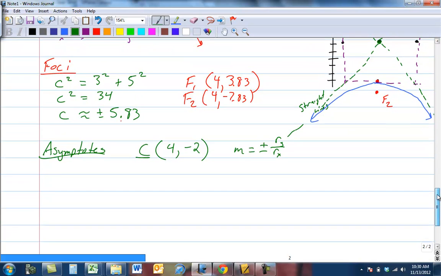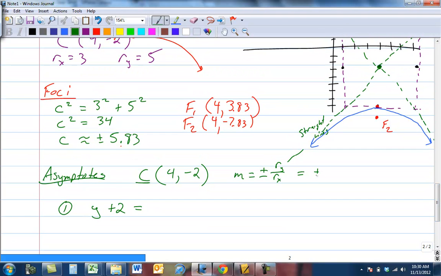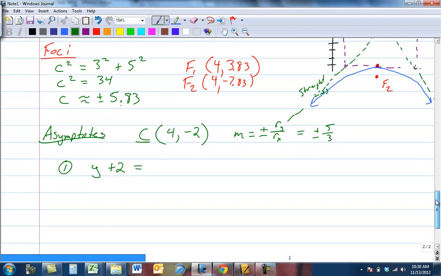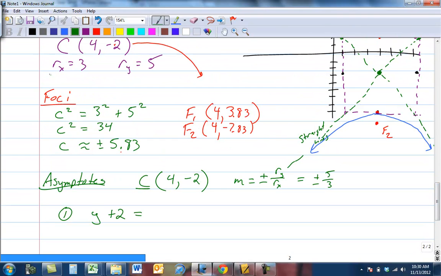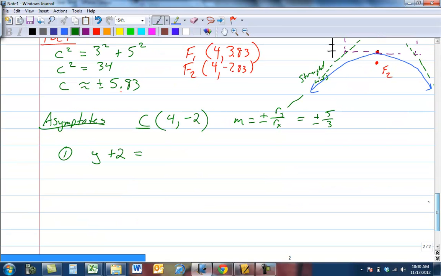All right. So our two asymptotes here, one is at y plus 2 equals, this is point slope form, y plus 2 equals positive. Oh, yeah, we never said what our slope was. So in this case, it's going to be plus or minus r sub y 5 divided by 3. Because r sub x and r sub y were right here. So y plus 2 is equal to 5/3 times the quantity of x minus 4. That's one of our equations of our asymptotes. The other one is y plus 2 equals negative 5/3 times the quantity x minus 4.